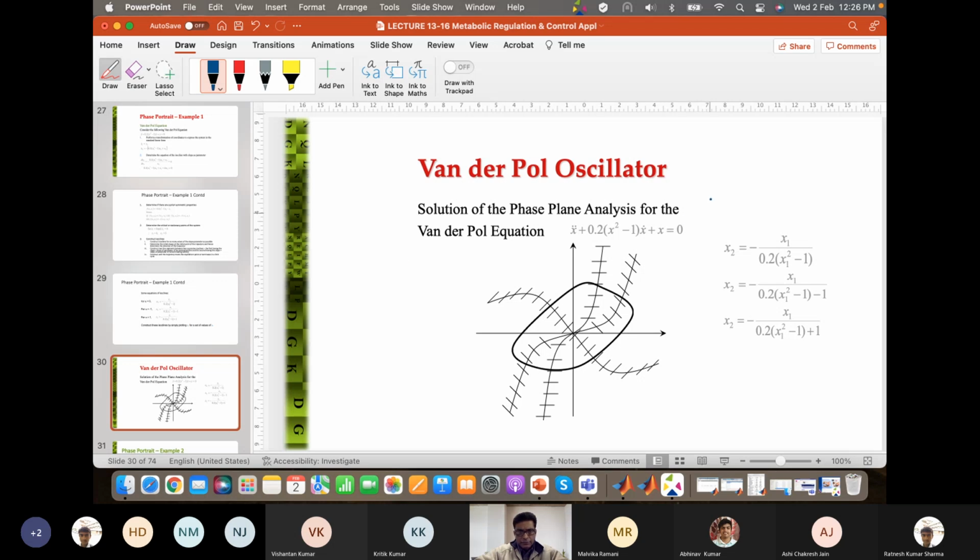So we have this van der Pol oscillator here. These are the equations that define the van der Pol oscillator. Essentially, you write out the equations with one of the variables as the independent variable and the other as the dependent variable. Here, x1 is the independent variable, and x2 is the dependent variable. So this equation that I have here is going to be the equation for the isocline.